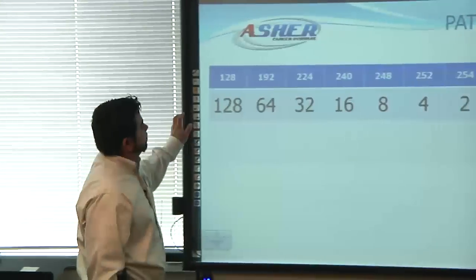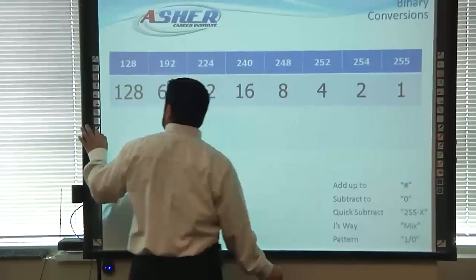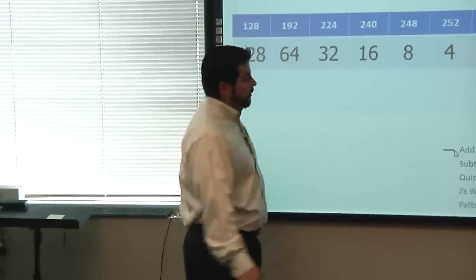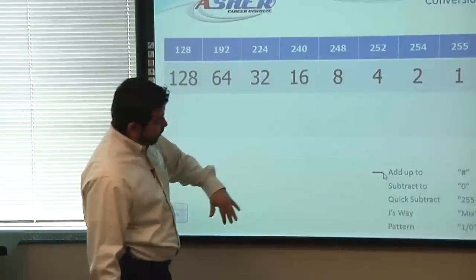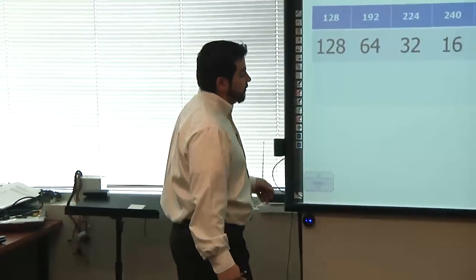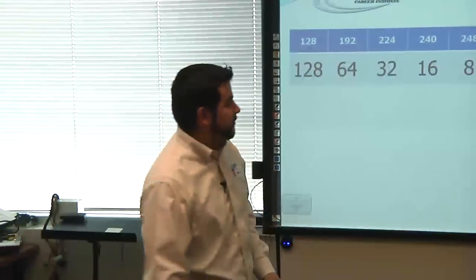All right. So there they are. There's the multiple methods to get to an answer. You can just add up all the numbers to get to your number. Subtract to 0. Do the quick subtract. The mixed way, I just call it J's way. I don't know what other thing to call it. And then the pattern where you just see ones and zeros and you just grab them out of the air and put them together and get to your answer.